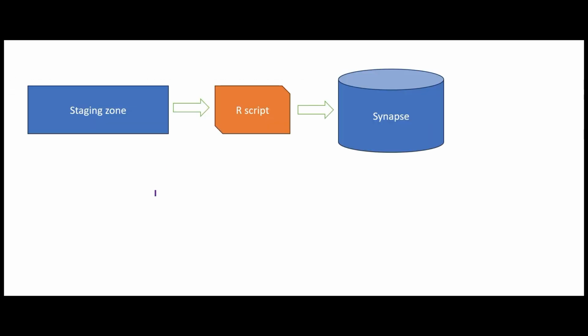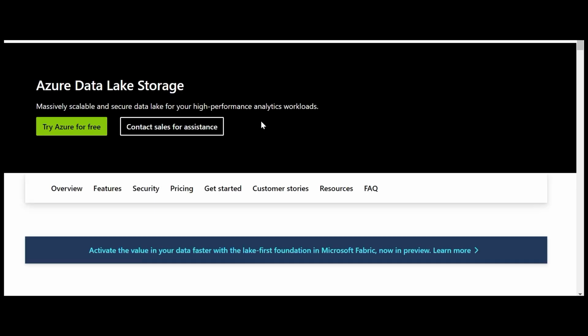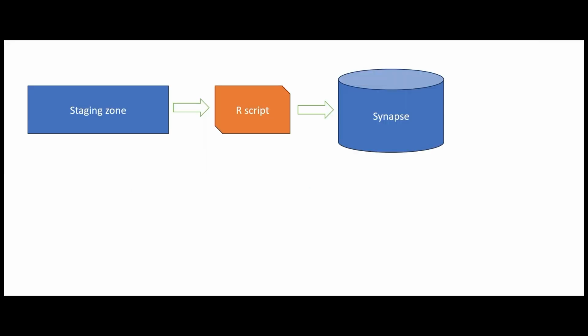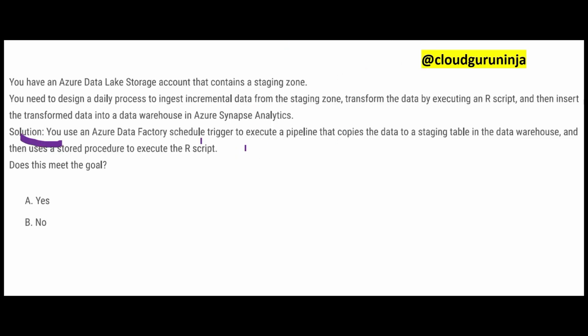So what is the story? You have a staging zone. Where is the staging zone? It is kept in Azure Data Lake Storage. This is meant for high performance analytics workload. What is happening? This data is getting picked from there. Then our script runs, performs some transformation and inserts the data in Synapse data warehouse. Cool, easy. You understood the story. The solution says, hey, this is how we will do it.